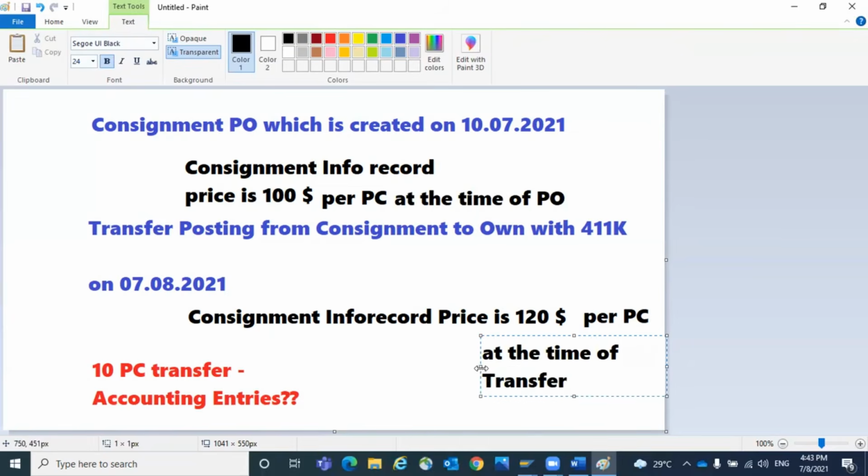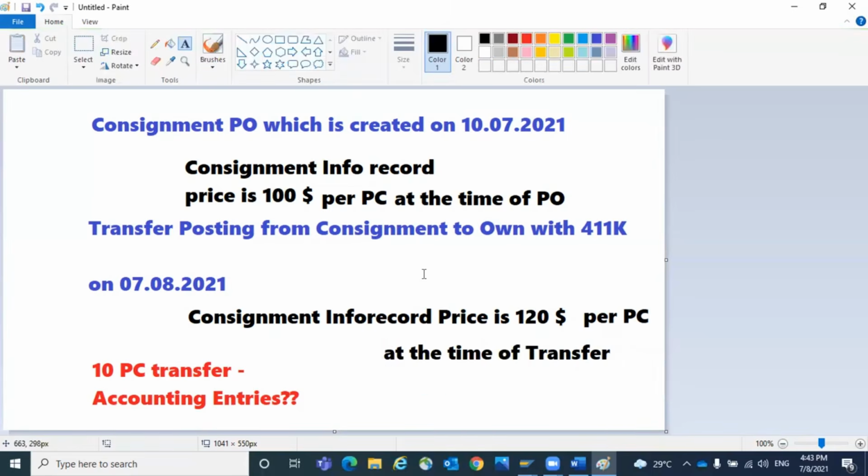So always the price comes at the time of transfer. Whatever the price is in the info record, not the PO time, whatever the price is available. That's what I wanted to convey. Oh, okay.